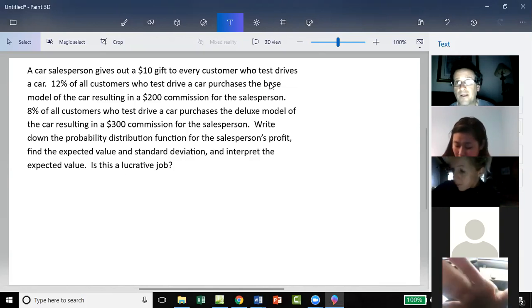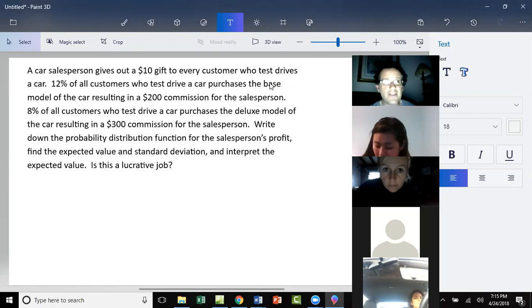That's the plan. So the question is, a car salesperson gives out a $10 gift to every customer who test drives a car. Isn't that a typical thing that happens in a car dealer, they give you something and then they hope you buy, right? Okay, let's suppose 12% of the customers who test drive a car purchase the base model of the car, and the salesperson gets a $200 commission. Okay, 8% of the customers purchase the deluxe model of the car, and then the salesperson gets a $300 commission. Okay, more money if they can sell the bigger stuff, right?